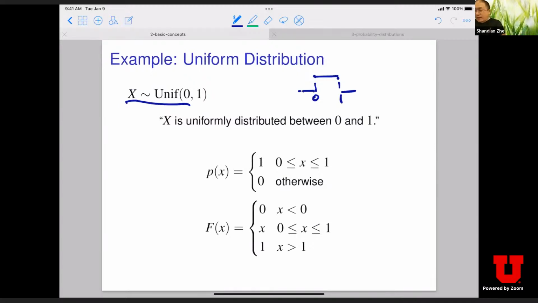And based upon that, we can use the integral to compute the accumulated probability, the cumulative distribution function. It's typically something like this. Between 0 and 1 it is just a line, and after 1, you know that the cumulative function has already reached 1, so it stays at 1.